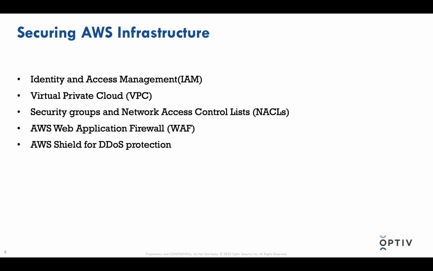Lastly, we have the AWS Shield, a service designed to provide protection against distributed denial of service attacks. DDoS attacks can disrupt your applications and impact the availability of your services. AWS Shield helps defend against these attacks by automatically detecting and mitigating them, ensuring the continuity of your operations. With AWS Shield, you can rest assured knowing that your infrastructure is safeguarded from the disruptive impact of DDoS attacks.